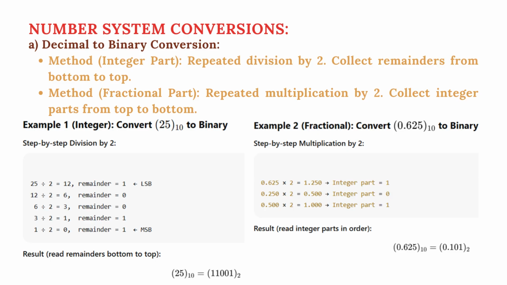To get the final answer, we read the integer parts from top to bottom in the same order we found them. Our integer parts were 1, then 0, and then 1. So, when we put them together, we get 0.101. Therefore, the decimal fraction 0.625 is equal to 0.101 in binary.